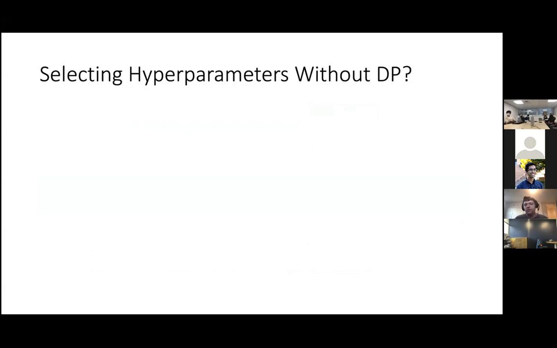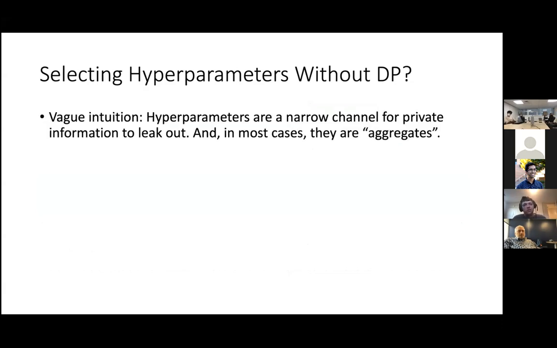So let's start with the most naive approach you could take, which is that you select the hyperparameters in an entirely non-differentially private manner, and then you just have a final run where you use those hyperparameters to do your final run and report those values. So you might have this vague intuition that hyperparameters are a very narrow channel in the sense that you're typically only talking about a couple of settings or some discrete choices, and these choices are a function of many data points that are aggregated. And you might have this intuition that there really isn't a problem here.